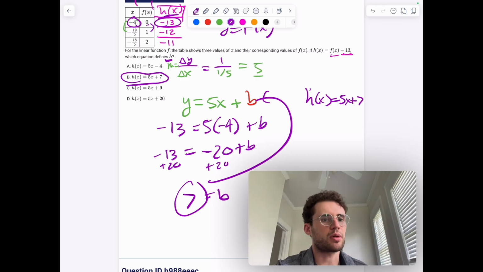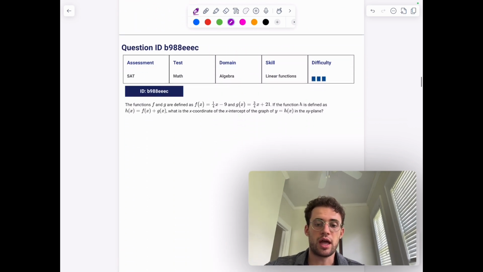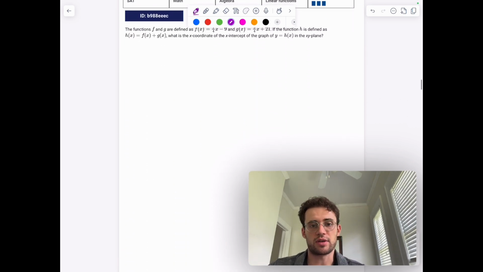If you want to check it, just plug in these inputs and see if you get the outputs that I wrote on that table. So plug in -4, plug in -19 fifths, -18 fifths, and you should get -13, -12, and -11 respectively. Make sure you do that, especially if you know you're going to have time left over. If you're rushing, maybe star it and then come back if you have time to check.